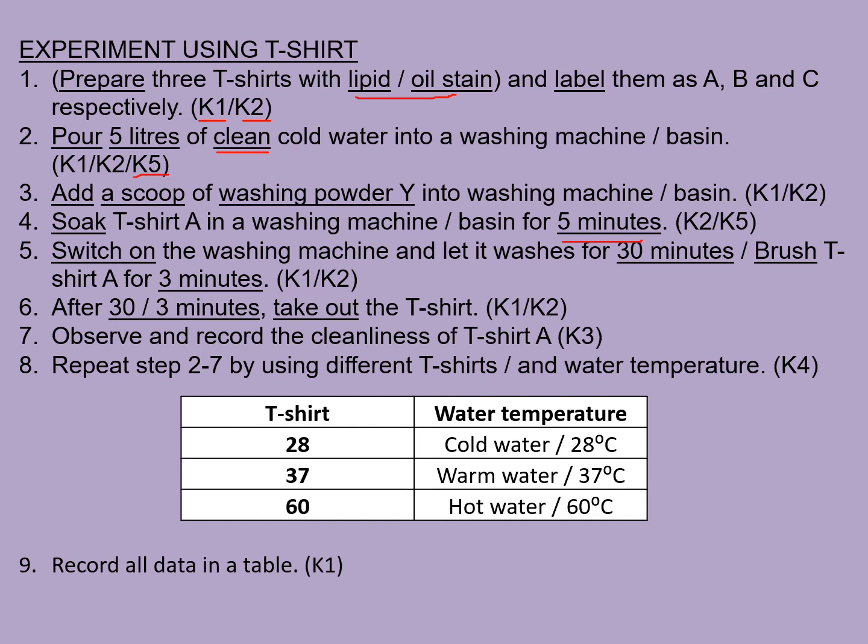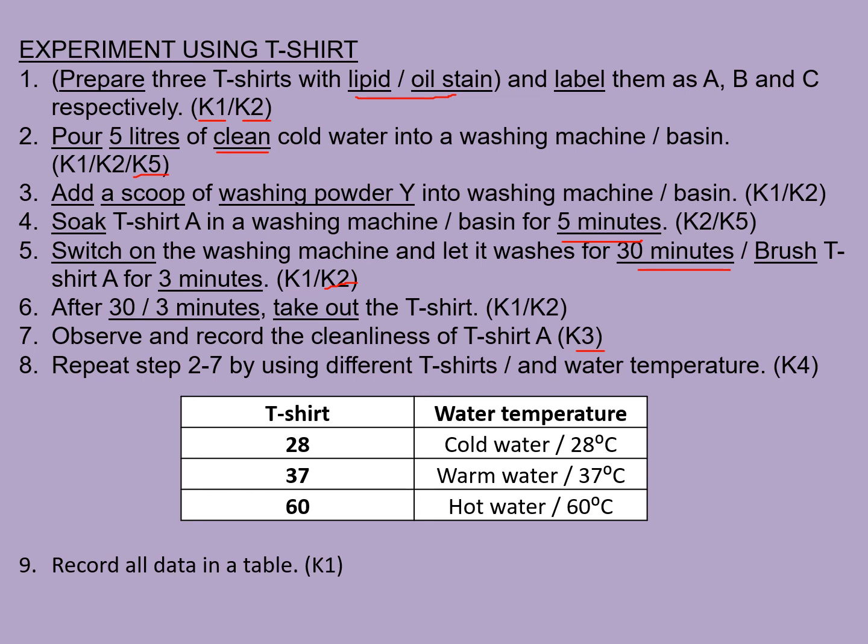Step 5: switch on the washing machine and let it wash for 30 minutes. Thirty minutes is K2, preparation of constant variables. Number 6: after 30 minutes, take out the t-shirt. This is K1 and K2. Observe and record the cleanliness of the t-shirts. This is considered K3, operating the responding variable.